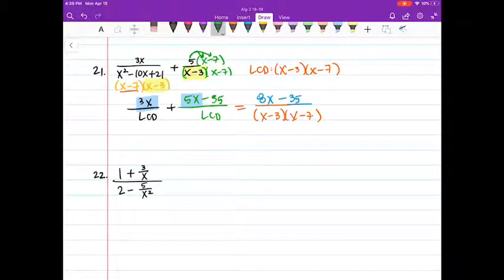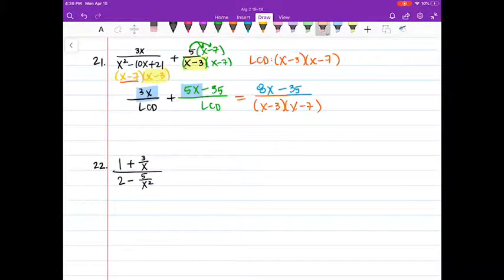Next, for problem 22, we have a complex fraction that we have to simplify. I work with the numerator and denominator separately, and then we'll bring them back together at the end. So 1 plus 3 over x, let's think about what our least common denominator is. Well, I would first change 1 into 1 over 1, so that I can see that my least common denominator would be x. I need to multiply my first fraction by x over x, so that I have x over x plus 3 over x, which will just become x plus 3 over x.